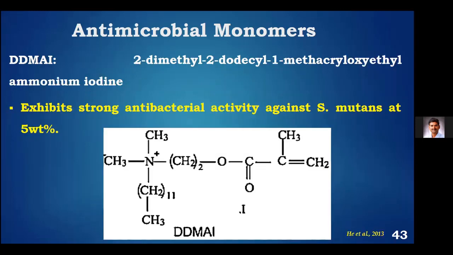Another monomer is DDMAI, as it has iodine in its composition. It also imparts radiopacity along with antimicrobial properties. But one of the problems with this particular monomer is that it is slightly less soluble, which means that we will not be able to add this monomer in large quantities to the denture base material. And if you use it in a smaller quantity, the monomer may not exhibit sufficient antimicrobial activity.